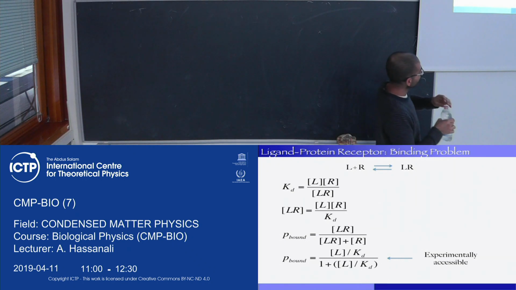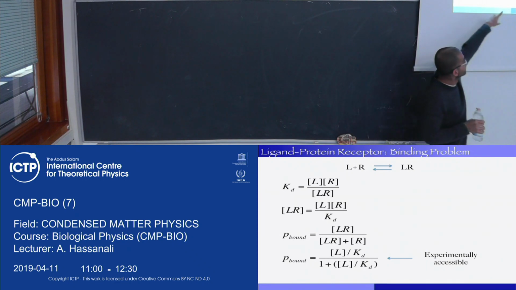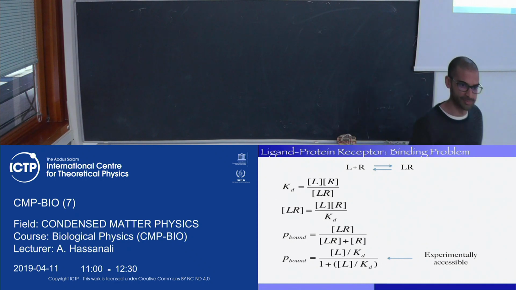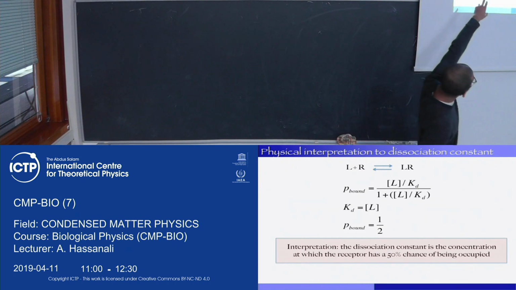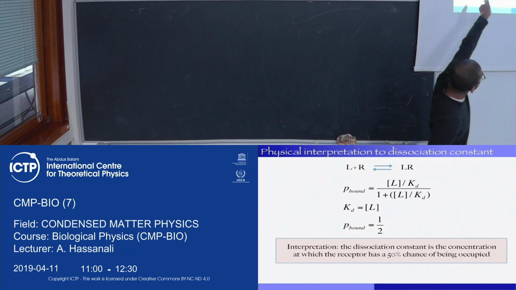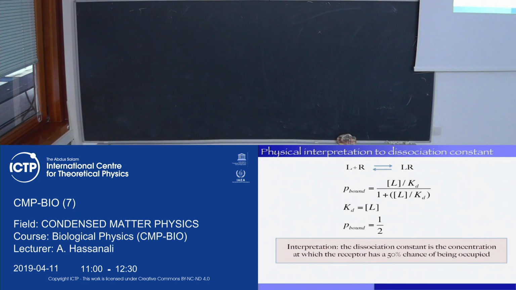Okay, so this is something. If you use that definition of Kd, you can write P bound as this. This is something that an experimentalist can measure. Now, if you set Kd equal to L, you get P bound equals a half. What does this mean? The physical interpretation of the dissociation constant is the concentration at which the receptor has a 50% chance of being bound by a ligand. This is what the dissociation constant means.